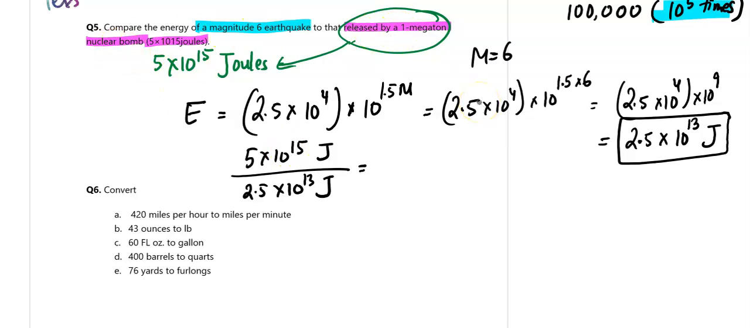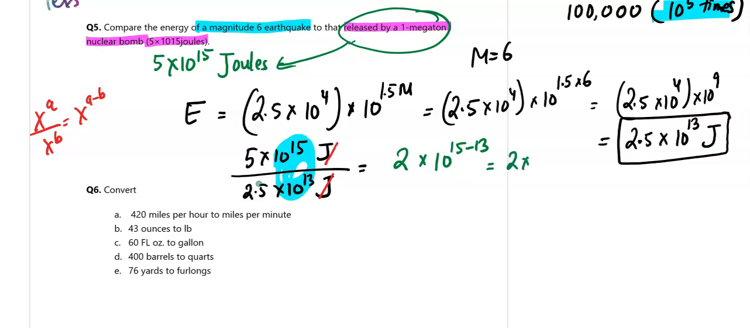So if you do the math here, the joules divide, and again this is the exponent rules. If you remember that x to the power a over x to the power b equals x to the power a minus b, I'm going to use that rule here. 10 to the power 15 divided by 10 to the power 13 is going to be 10 to the power 15 minus 13, and then 5 divided by 2.5 is going to be 2. So you get 2 times 10 to the power 2, which is going to be 200 times.